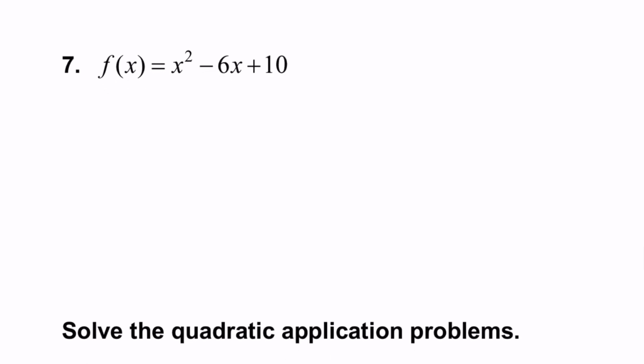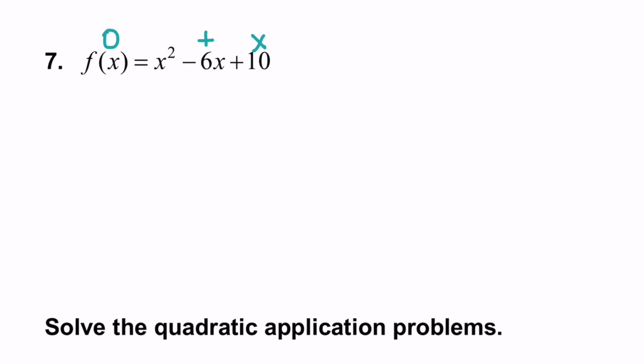Okay, number 7, we want to look at two things. We want to find the x-intercepts, or the zeros, so we put a 0 in for f of x. This looks like it could factor maybe, so let's just check and see. So we want to find two things that add to negative 6 and multiply to 10. So 10 would be 1 and 10, or 2 and 5. Now, if I add or subtract 1 and 10, I'm not going to get a negative 6. And 5 and 2 will not give me a negative 6 either. So this is not going to factor.